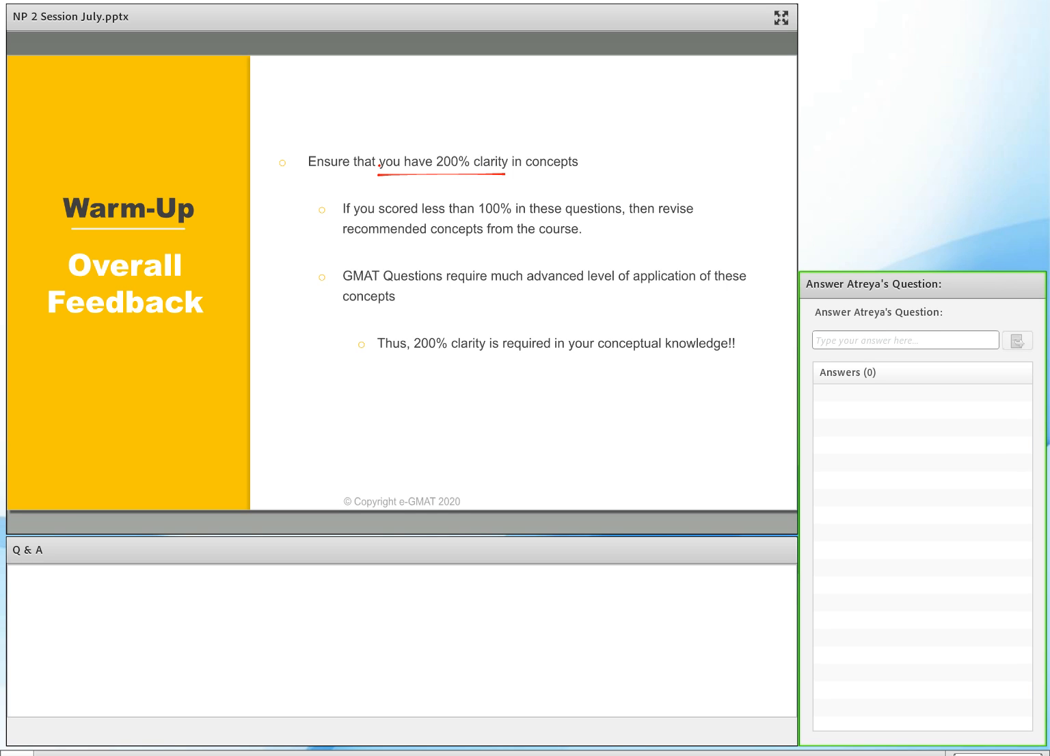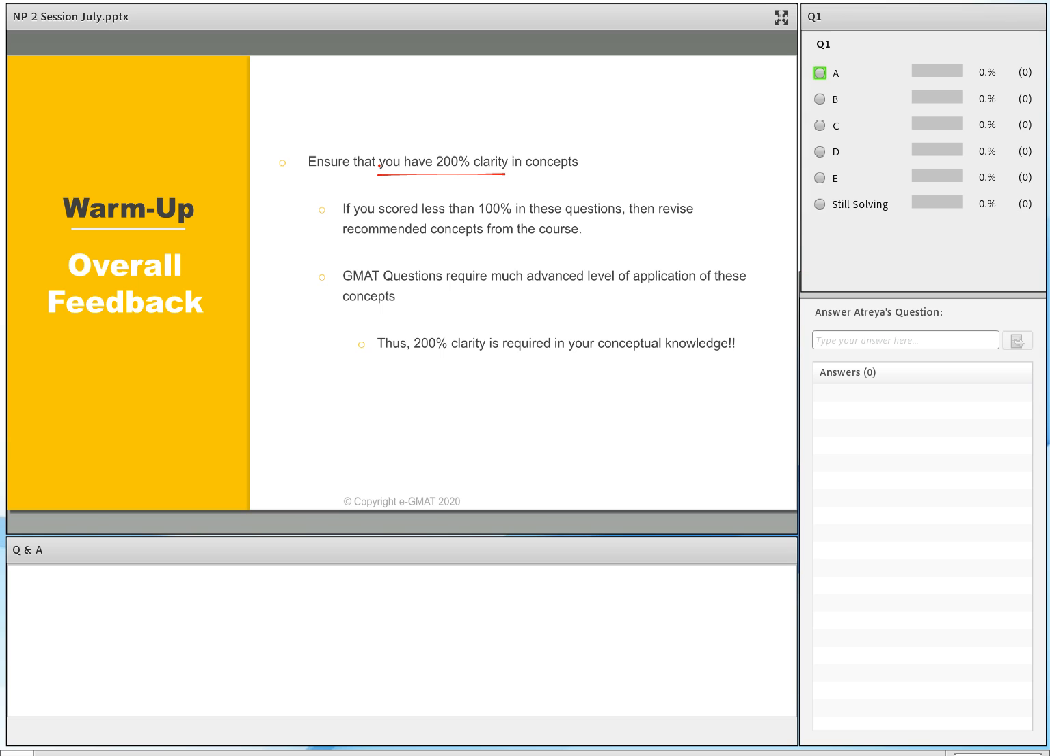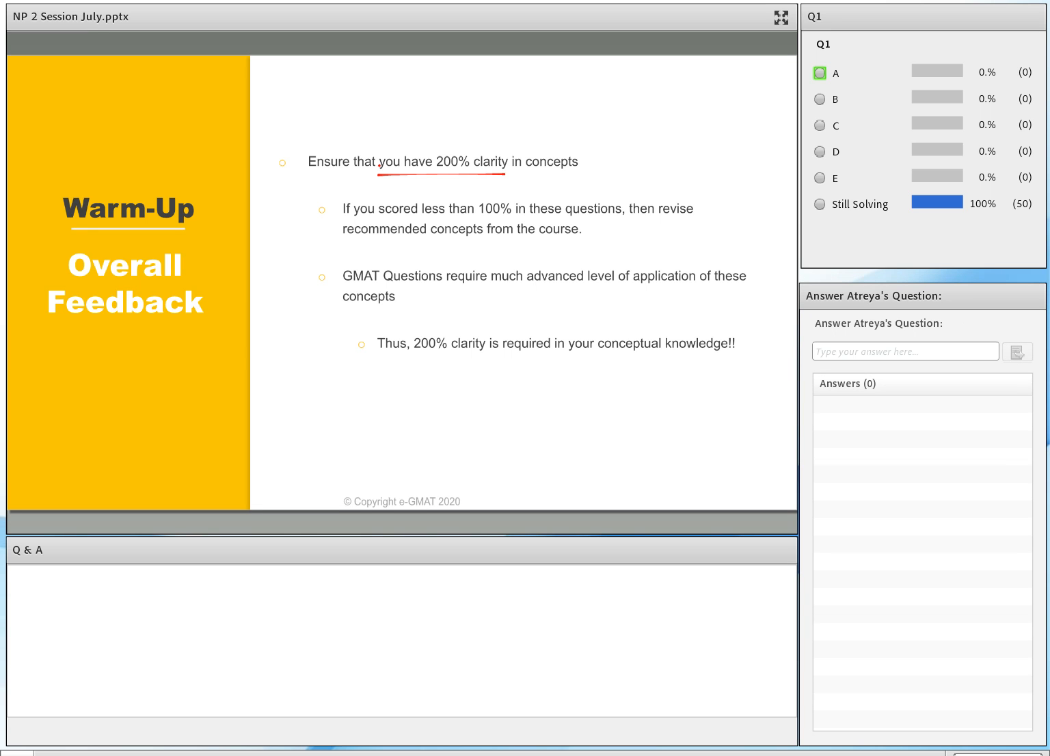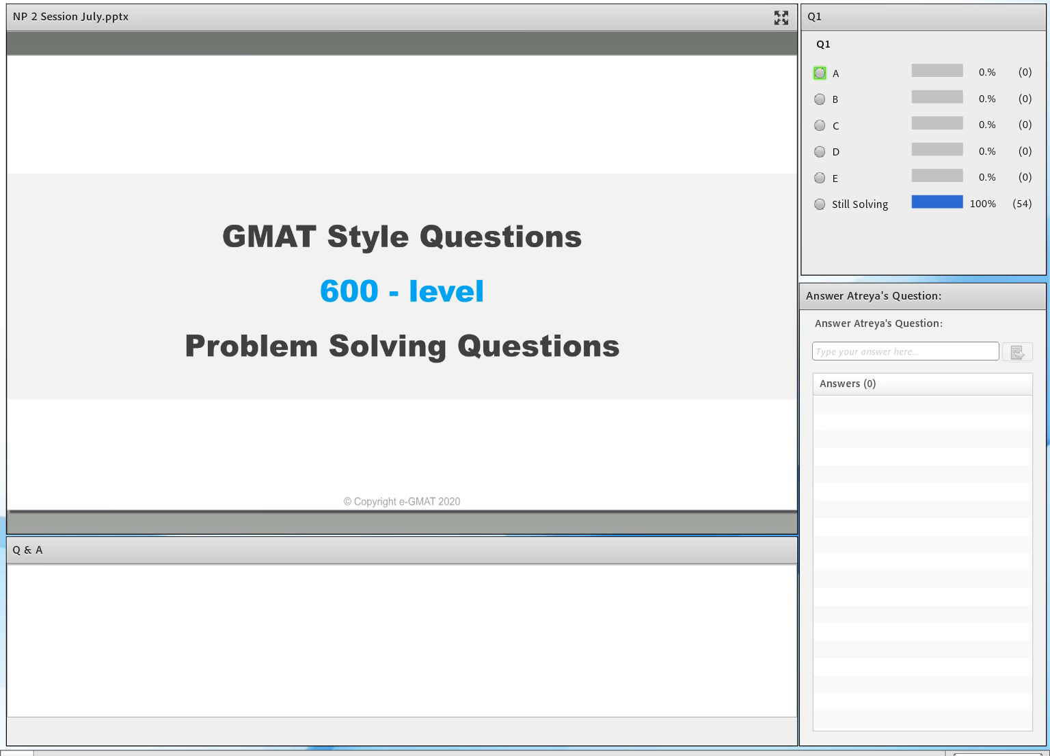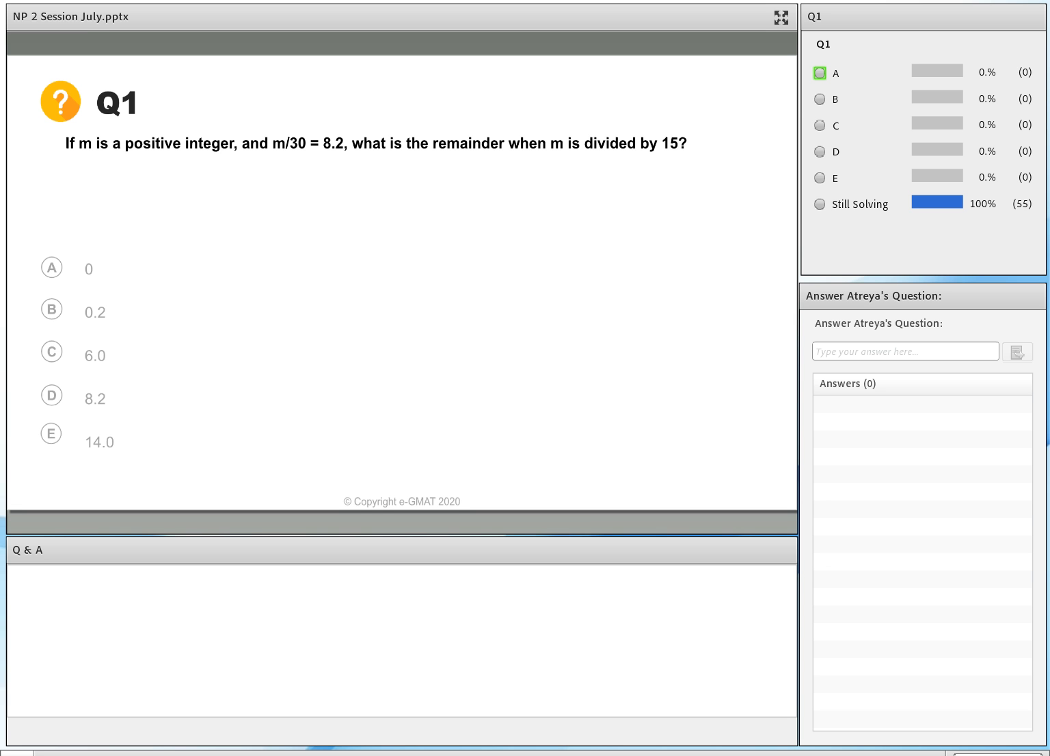Will you open the poll? Okay, can you please mark a if you're still solving, guys? The process remains the same for these questions as well. I want you to mark a if you're still solving. Once I get to that 50 people, I'll give you the next question. Perfect. It was very quick this time. Okay, so now let's move on to the next set of questions. These are problem solving questions around that 600, 650 level. All the best for the first one.